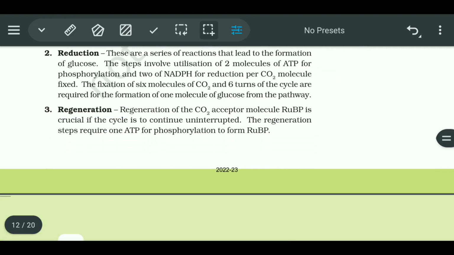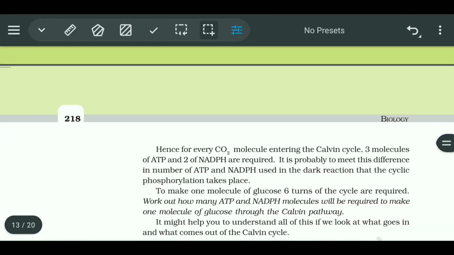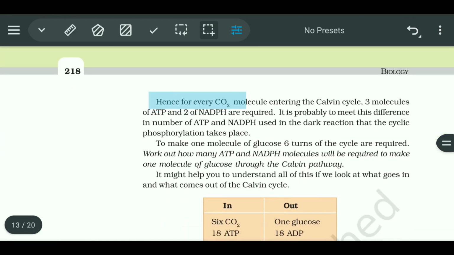Third, regeneration. Regeneration of the CO2 acceptor molecule ribulose bisphosphate is crucial if the cycle is to continue uninterrupted. The regeneration step requires 1 ATP for phosphorylation to form ribulose bisphosphate. Hence, for every CO2 molecule entering the Calvin cycle, 3 molecules of ATP and 2 of NADPH are required. It is probably to meet this difference in the number of ATP and NADPH used in the dark reaction that cyclic phosphorylation takes place.